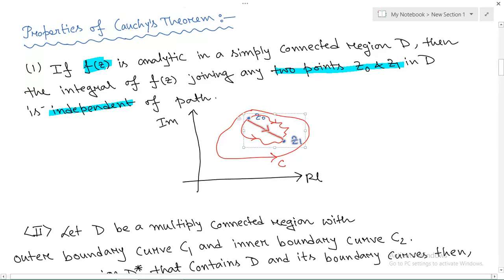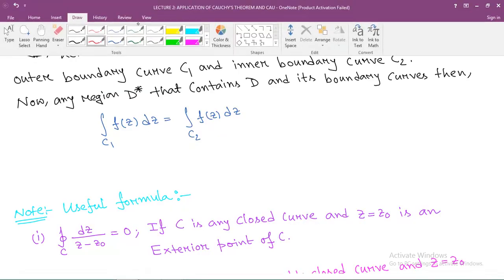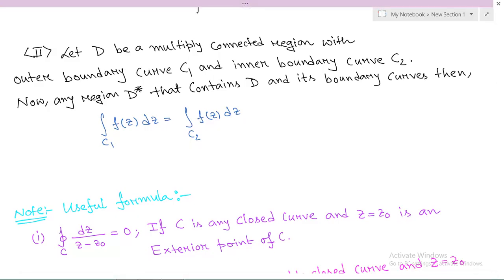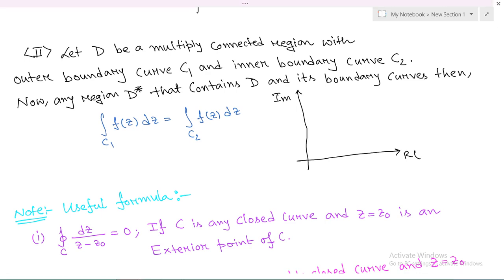Now let us come to the next property of the Cauchy's theorem. It says that suppose we are having a multiply connected region with outer boundary curve C1 and inner boundary curve C2. Say for your understanding, again I am drawing one graph. So here it is. Suppose there is a real axis and this is the imaginary axis. Now here D is a multiply connected region. About the multiply connected region, you can also check out the previous video lecture.